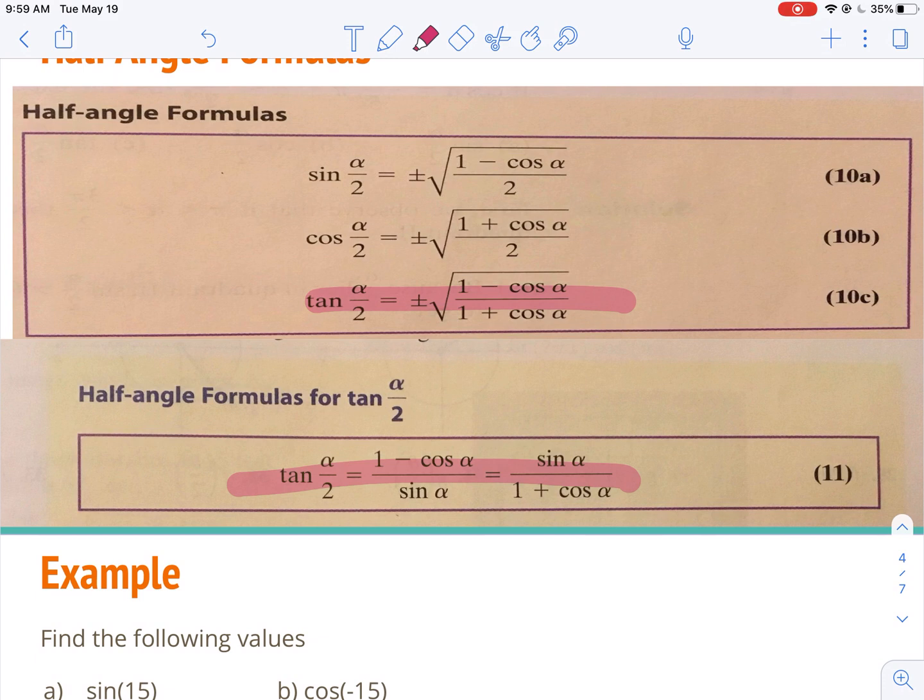You can see here with these top 2, we have to think about that positive, negative. With this bottom one, we don't have to think about that positive, negative. So it really kind of depends on how much you're willing to think about the quadrants, and if you want to think about the quadrants versus just plugging in some numbers and getting an answer. Also, if you have the sine or cosine.